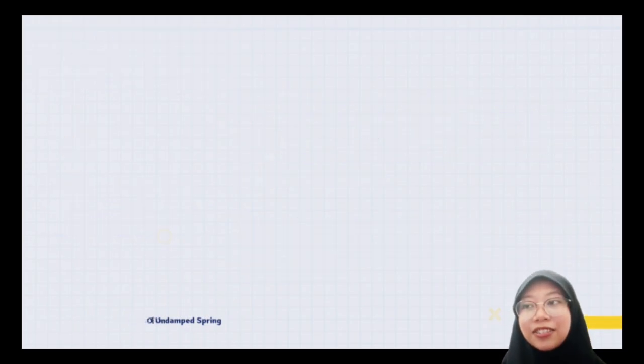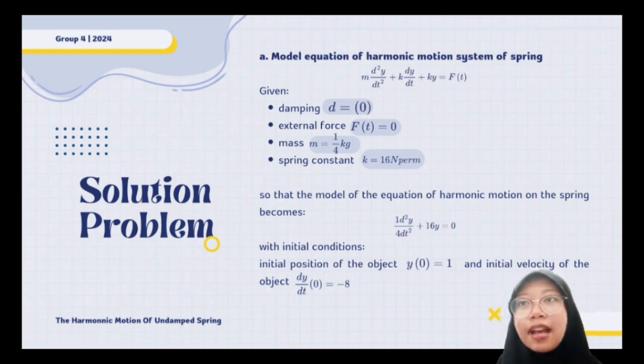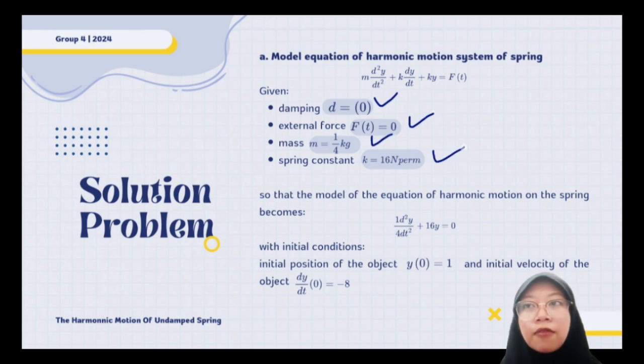Next, this is the solution of the problem. First, for the model equation of harmonic motion system of spring, this is the formula: m times d^2y/dt^2 plus c times dy/dt plus ky is equal to the function of t. Given the damping is 0, the external force is 0, the mass is 1/4 kg, and the spring constant is 16 Newton per meter.